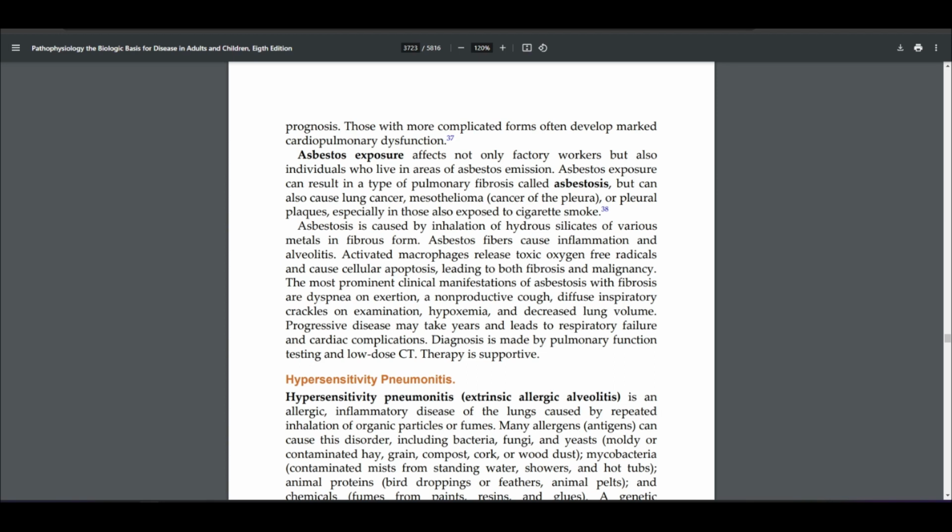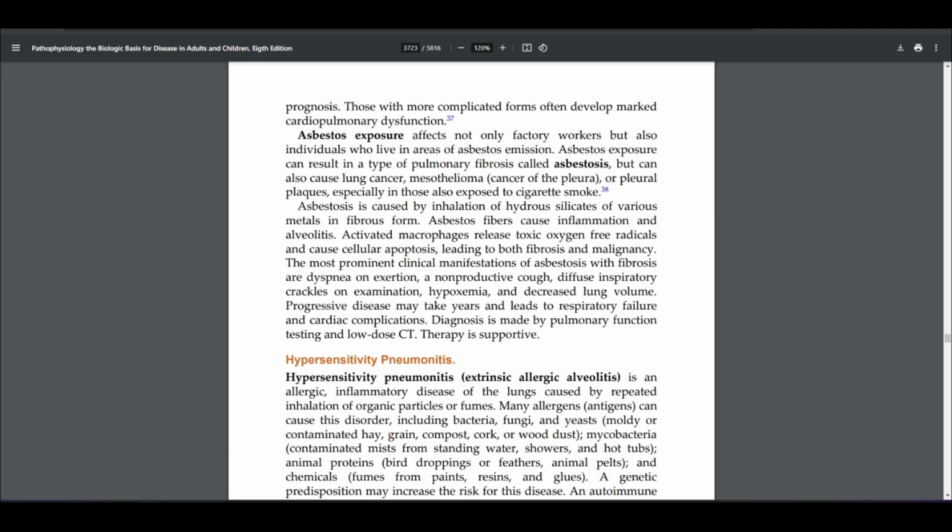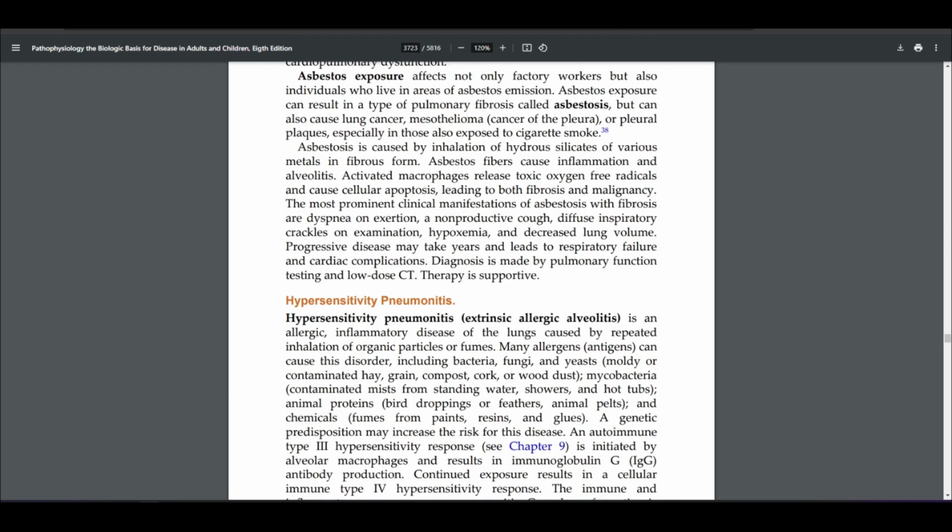The most prominent clinical manifestations of asbestosis with fibrosis are dyspnea on exertion, a non-productive cough, diffuse inspiratory crackles on examination, hypoxemia, and decreased lung volume. Progressive disease may take years and lead to respiratory failure and cardiac complications. Diagnosis is made by pulmonary function testing and a low-dose CAT scan. Therapy is usually supportive.